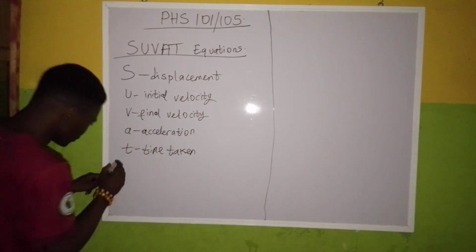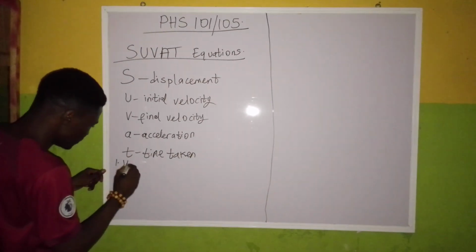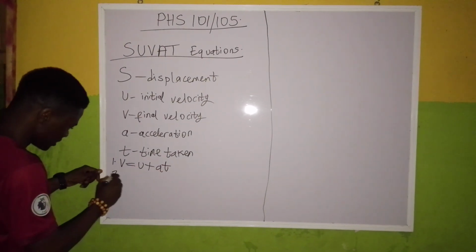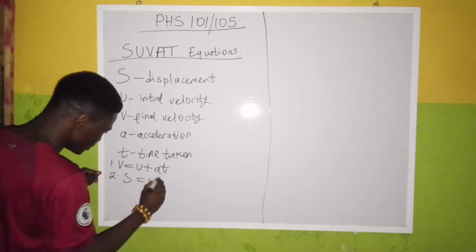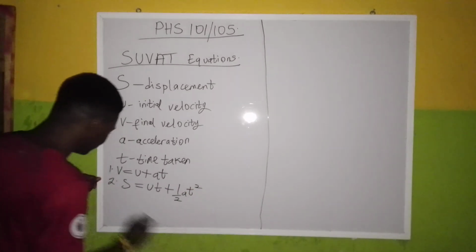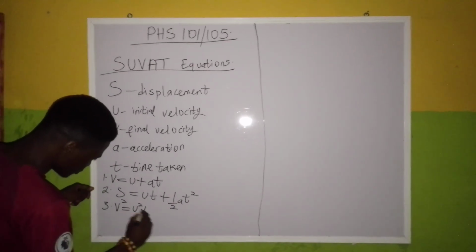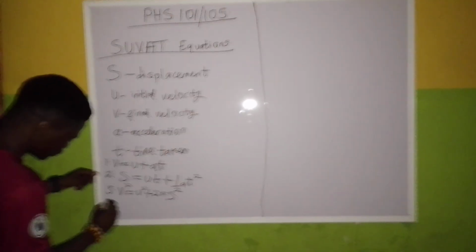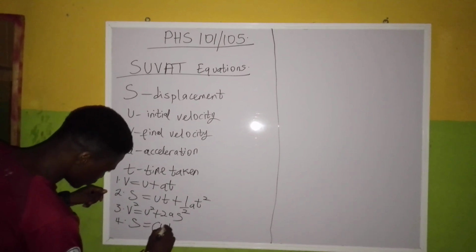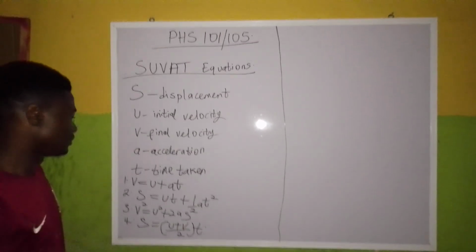I'll firstly state the four equations of motion, then we proceed to proving them. The first one is V equals U plus AT. The second one is S equals UT plus 1 over 2 AT squared. The third one is V squared equals U squared plus 2AS. And the fourth one is S equals (U plus V) over 2 multiplied by T.